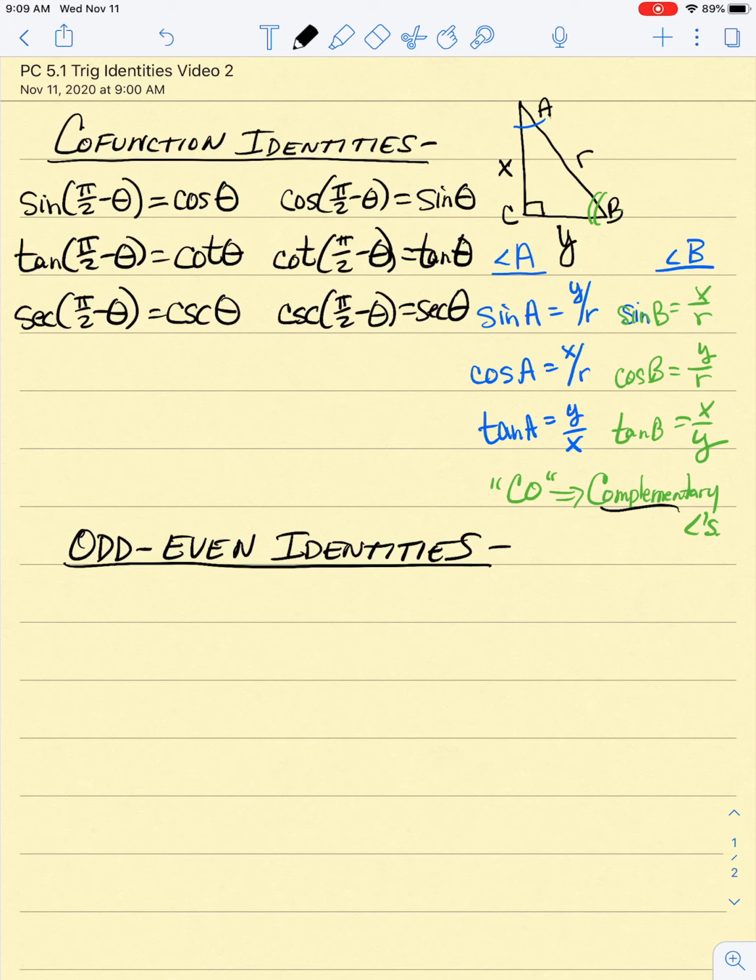Again, those are featured on your trig sheet, and if you don't have that, you can certainly add the cofunctions to that list.